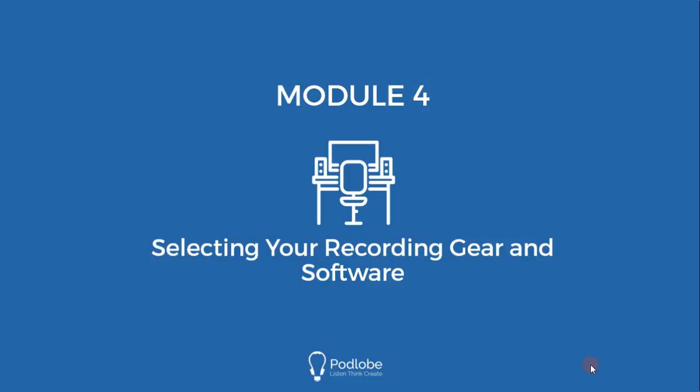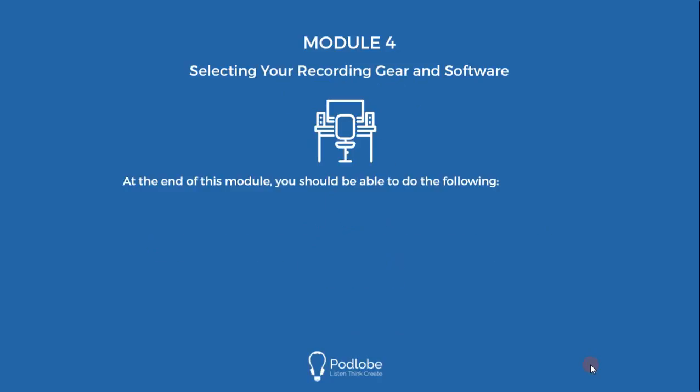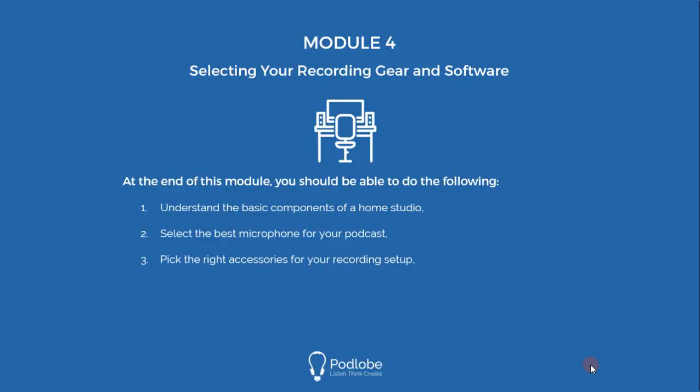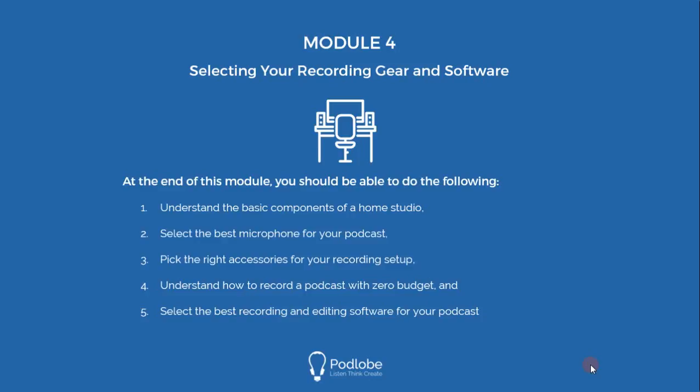In today's Module 4, we will be talking about selecting your recording gear and software for your podcast. In doing this, at the end of this module, you should be able to do the following. 1. Understand the basic components of a home podcast studio. 2. Select the best microphone for your podcast. 3. Pick the right accessories for your recording setup. 4. Understand how to record a podcast with zero budget. And 5. Select the best recording and editing software for your podcast.